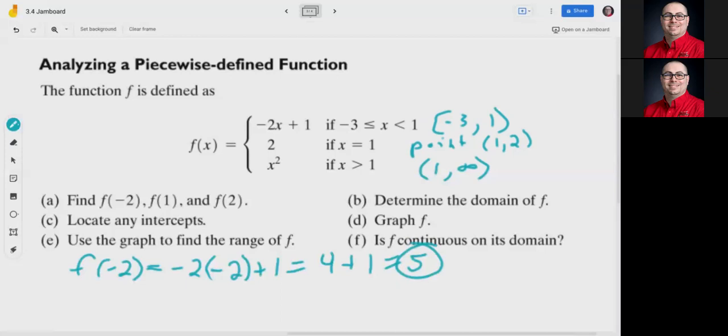All right. Let's talk about f of 1. Now we need to determine what piece we're going to use. x is 1, so which piece allows x to be 1? Well, this one's just for when x is greater than 1. This one is when x is just less than 1. But this middle one is just for when x is equal to 1, so that's the one we're going to use. So f of 1 is just going to be 2.